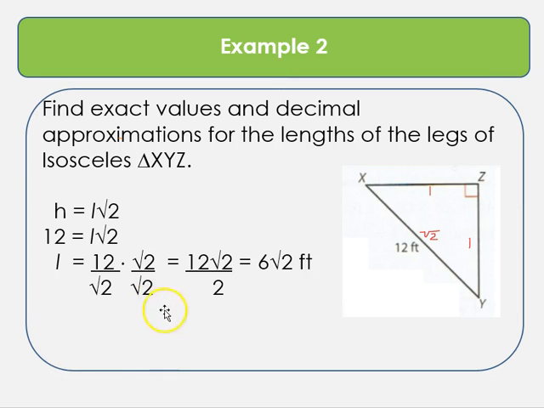And we have leg equals, and to get to leg, we have to divide both sides by square root of 2. So here's our formula, or our equation at this point. Leg equals 12 divided by square root of 2.